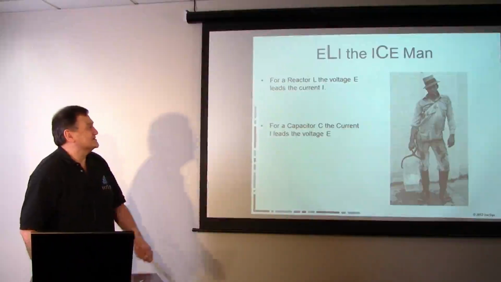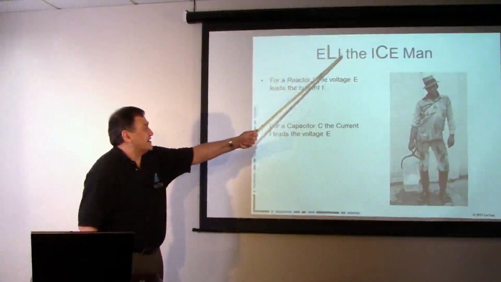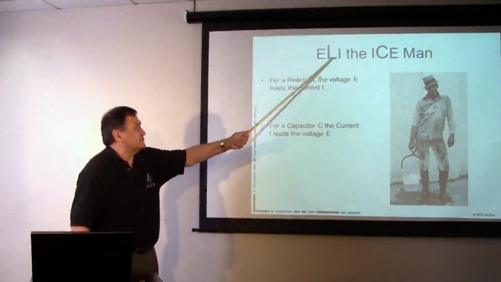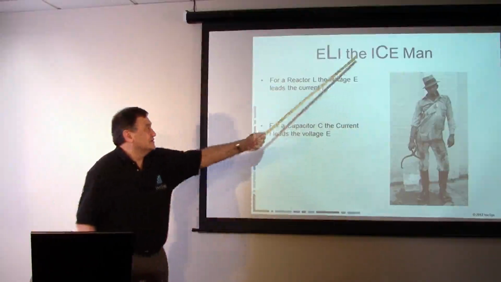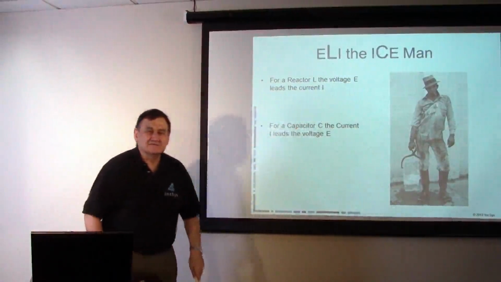So we summarized all that with the acronym, or the saying, ELI the ICEman, okay? This is an initiation into the world of power engineering. If you talk about ELI the ICEman, then it means that you basically understand reactive power, because the voltage leads the current when you have an inductor, which is L. The current leads the voltage when you have a capacitor.